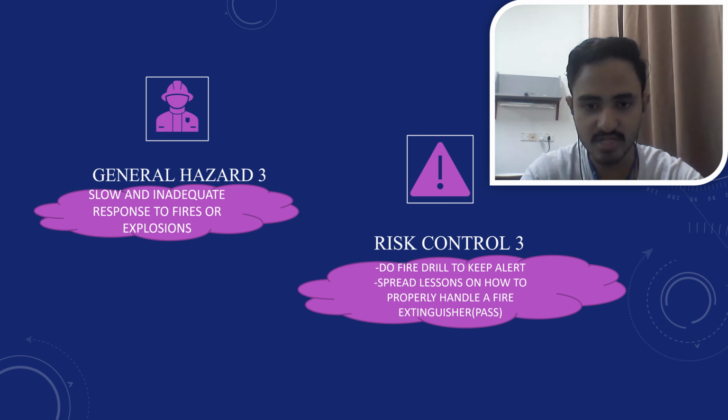In order to control this hazard, we have some risk control measures, such as preventive measures. The preventive measures are to do fire drills to keep alert. By taking these measures, people will be aware of how to handle the incident when a real fire happens. Also, we can teach lessons on how to properly handle fire extinguishers. Even if we are in a fire situation and there is an extinguisher, if we don't know how to use it, then the extinguisher is of no use. It can only be of benefit when people know how to use fire extinguishers. By taking these preventive measures, we can really overcome this hazard.